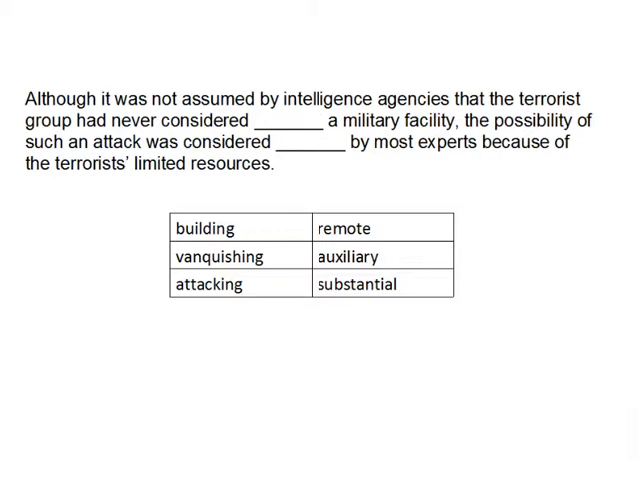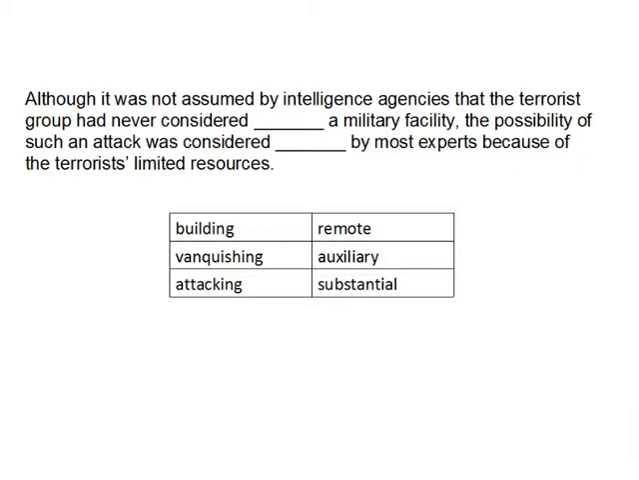This is a great problem for recycling as a strategy. It's a very tricky double negative at the beginning of it here: although it was not assumed that the terrorist group had never considered. That can be kind of tricky to make sense of. Considered what? What did they not assume that the terrorist group never considered doing to a military facility? At least we can identify the target here, that we want a word that suggests we're doing something to the military facility, these terrorist groups.